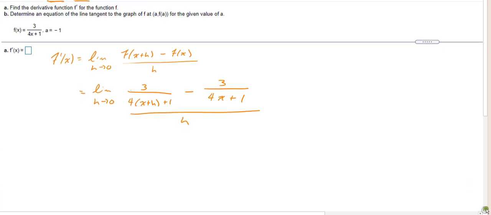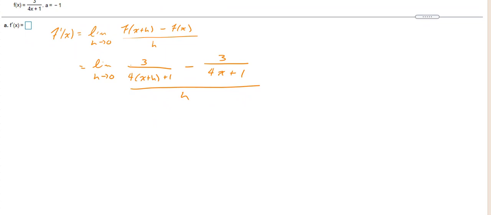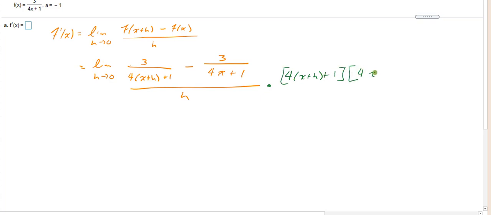So there are many routes you could go to tackle this problem. However, my advice, knowing what's coming down the road with some other problems, is to go ahead and multiply by the LCD of these smaller fractions. So I'm going to multiply this by 4 times the quantity x plus h plus 1, that's one of the denominators, times the other one, which would just be 4x plus 1. The way I want you to think about this is I'm going to multiply by this common denominator over itself. So I'm multiplying by 1, I'm not changing anything.